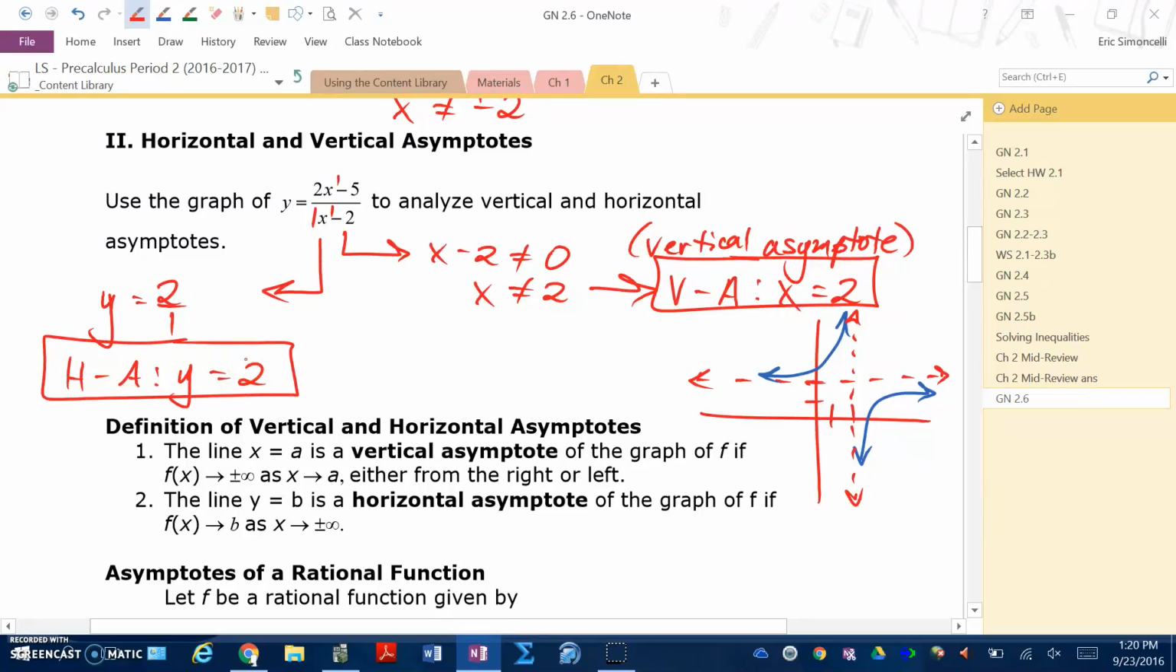The next thing we're going to take a look at is the definition of vertical and horizontal asymptotes. Number 1, the line x equals a is a vertical asymptote of the graph of f if f of x approaches positive or negative infinity as x approaches a, either from the right or left. Second, the line y equals b is a horizontal asymptote of the graph of f if and only if f of x approaches b as x approaches plus or minus infinity.